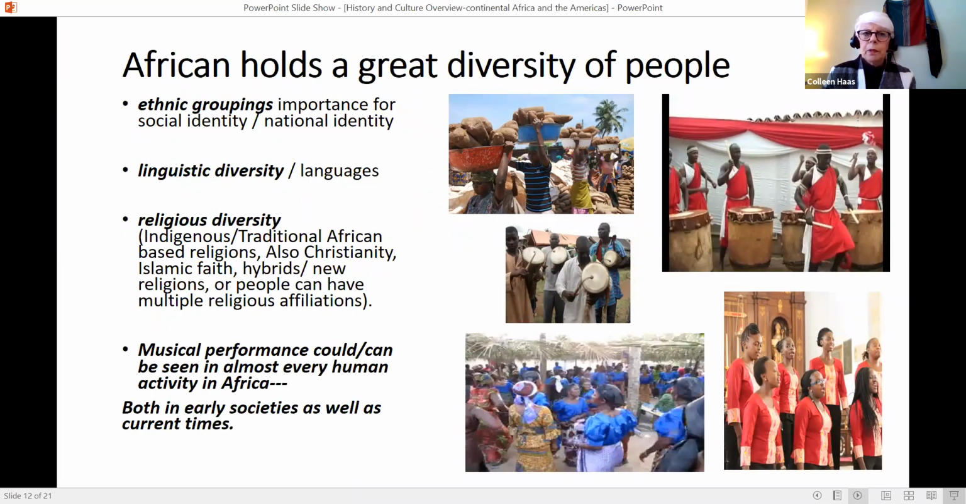In terms of its people, Africa holds a great diversity of people, many ethnic groups, and they really define a lot of culture and music traditions, even to this day. An ethnic group, as you have learned from some of the previous lessons, is based in language and distinct cultural things. You should know that some countries could have multiple ethnic groups.